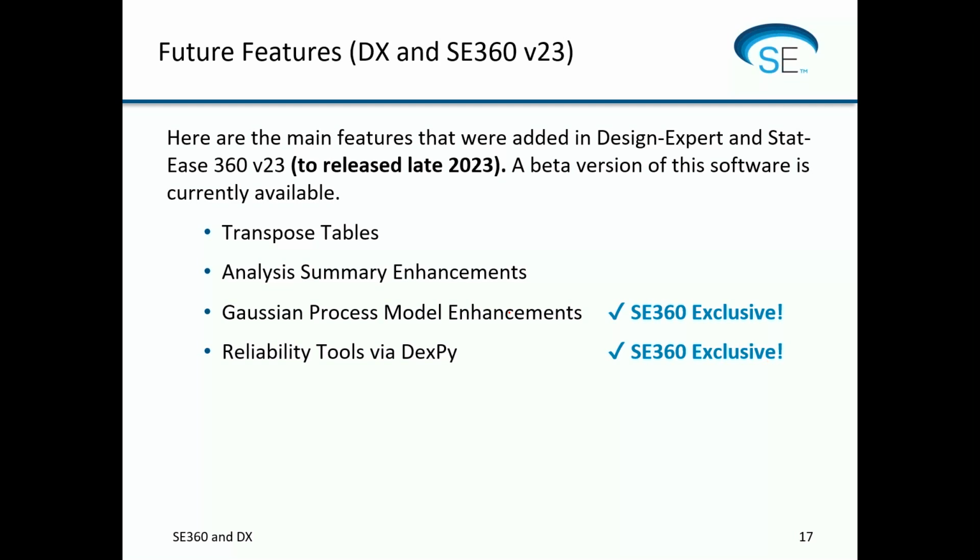So this version has transposed tables in it, which I already displayed. We made some minor improvements to the analysis summary. And then there's some really cool stuff in Statis 360, which will have dedicated webinars just for these features. One is going to be the Gaussian process model enhancements. Another one is going to be reliability tools using Python scripting, which we call DexPy.